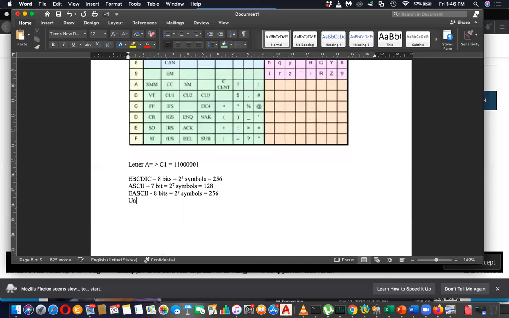And there's something called Unicode. This is famous. Unicode has two versions. One is 16 bits. In 16-bit Unicode, how many symbols? 2 to the power 16. What's the value? Can you tell the decimal value? How many symbols in Unicode?